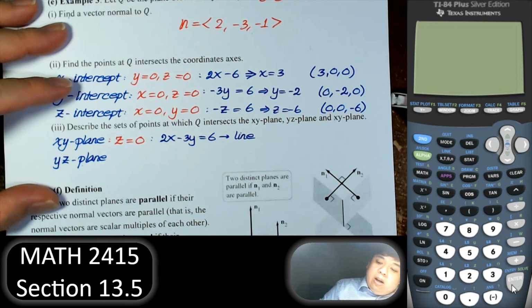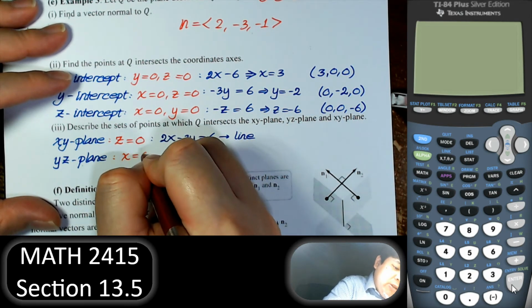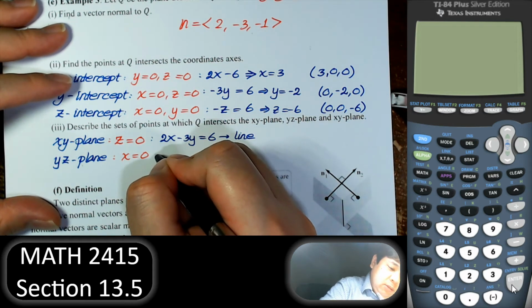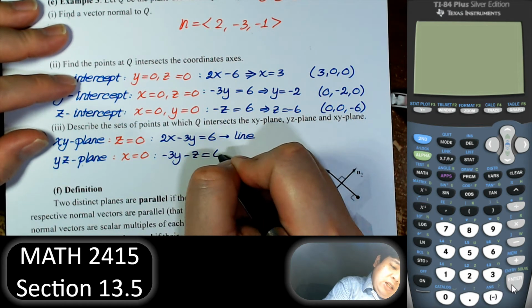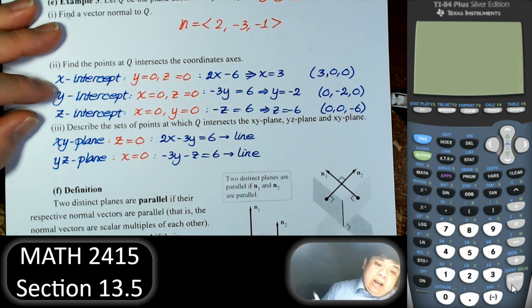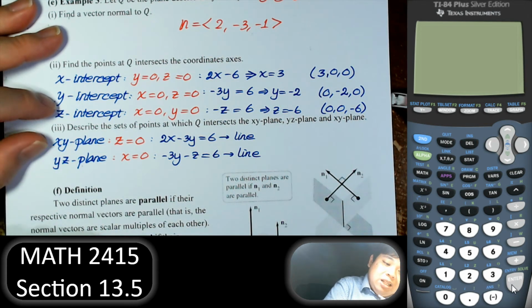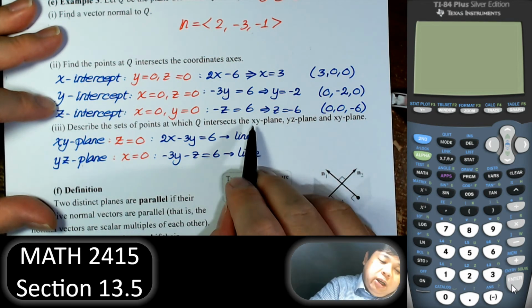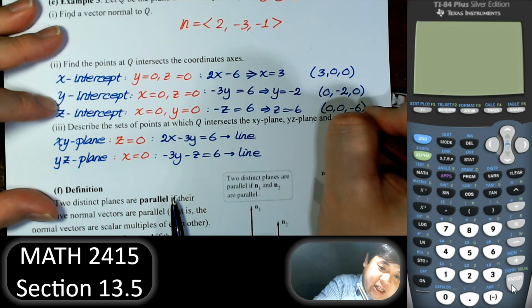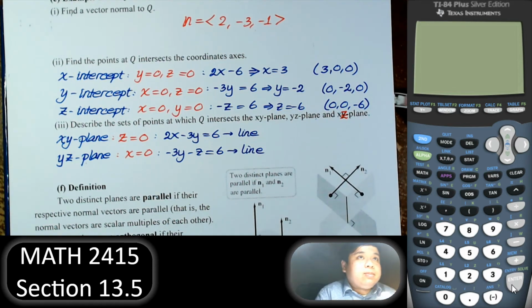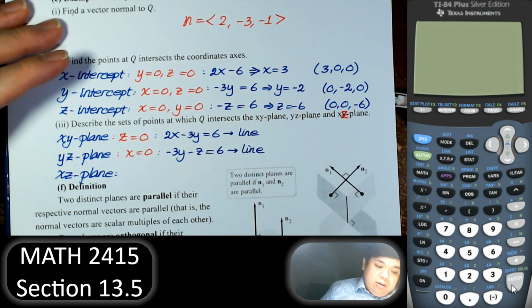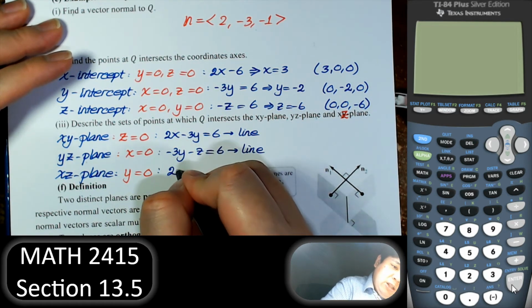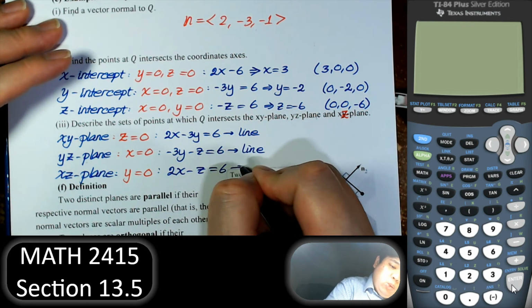YZ plane. For the YZ plane, x will be equal to 0. We have -3y minus z equal to 6. That is also a line. And finally, xy, yz, and xz. XZ plane. For the XZ plane, y equal to 0. So we have 2x minus z equal to 6, which is also a line.